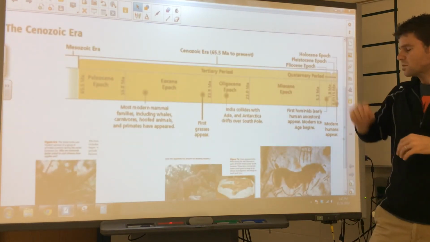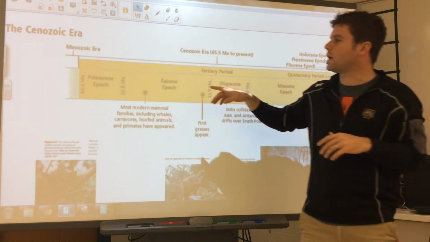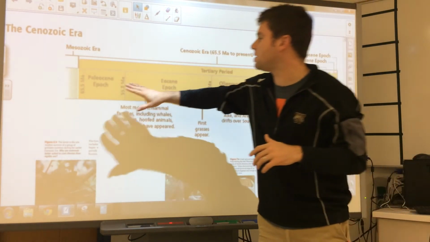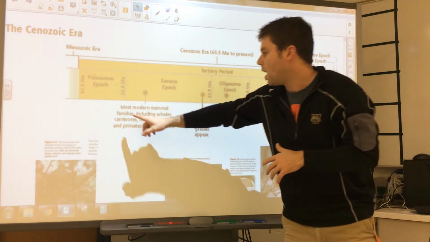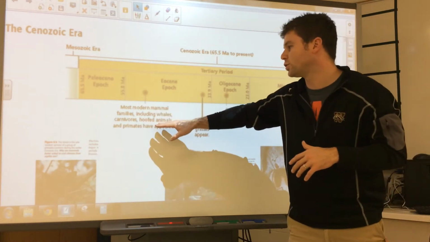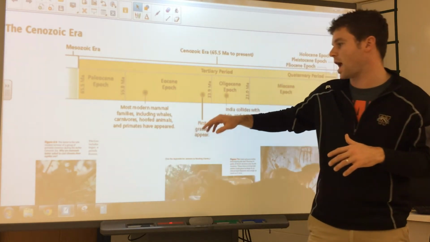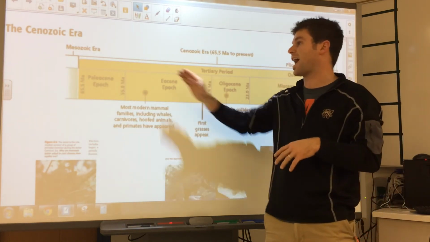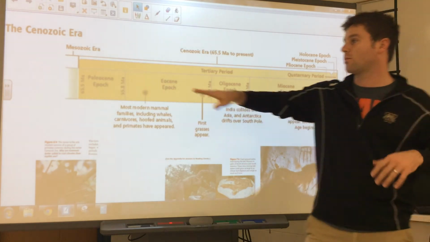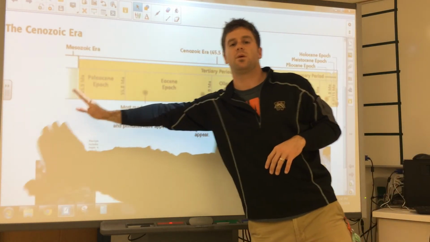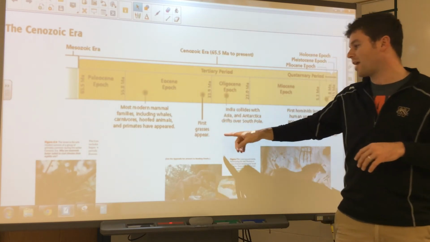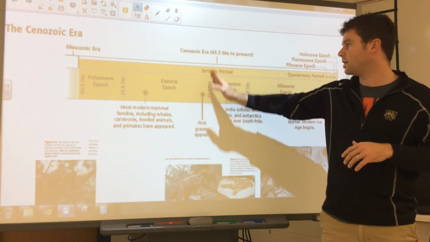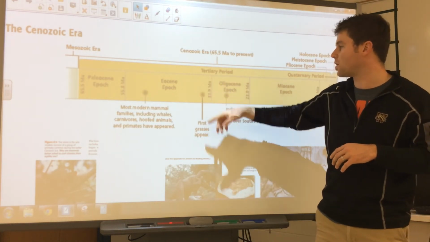Okay. If we take a look at this, we see these different epochs that make up this era. Most modern mammal families, including whales, carnivores, hoofed animals, and primates, have appeared at this point in our history. You've got to remember, this is the end of the dinosaurs, 65 million years ago, and this is present day. The first grasses appear in the Tertiary period.